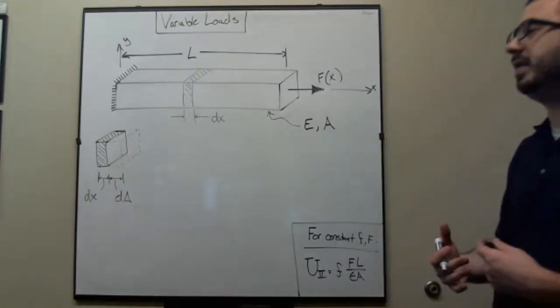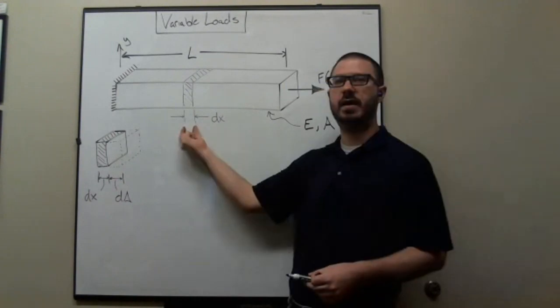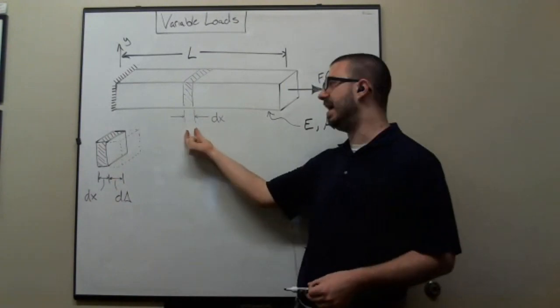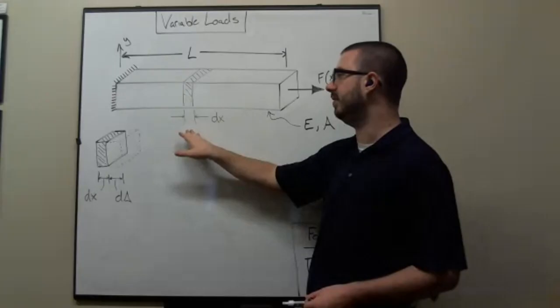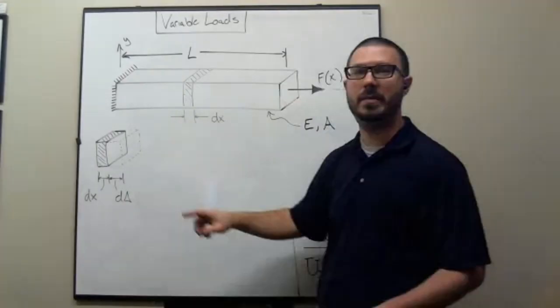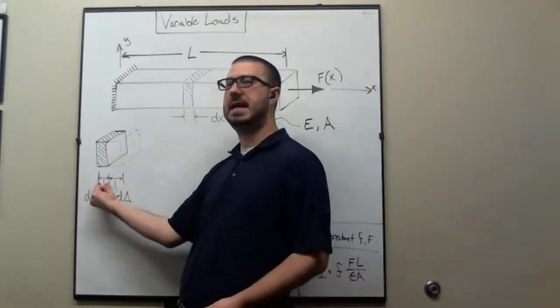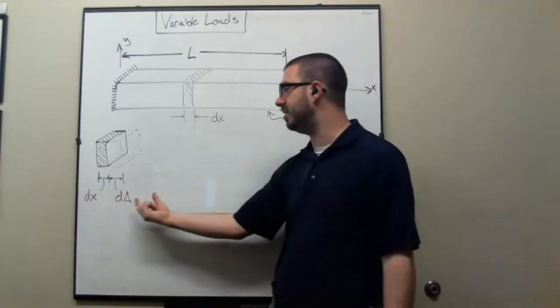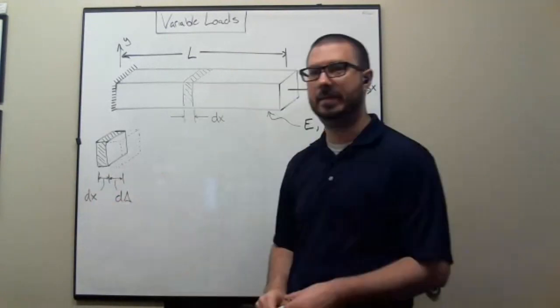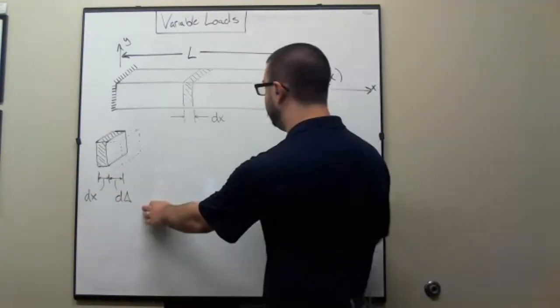And so the way that we're going to do this is we're going to look at a tiny little sliver, a differential element dx, and see what's going on here. So let's take a look at this little differential element. I've got some little tiny sliver dx, and we're going to yank on it, and it's going to stretch some amount d delta. And so how do I compute this d delta?